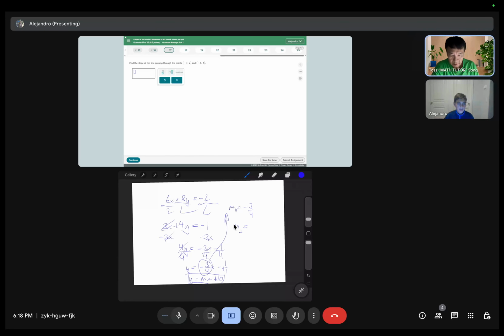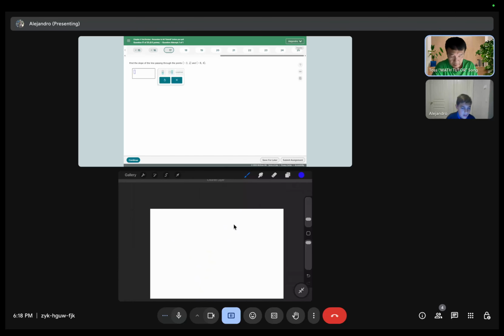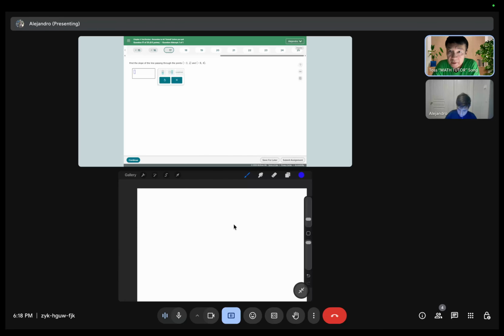Okay. This one. Find the slope of the line passed through the 2 points. Obviously, you want to use the point slope. Do you agree that you want to use this? Or do you want to disagree, right? Yeah, because it's not asking for the equation. It's asking for the slope.